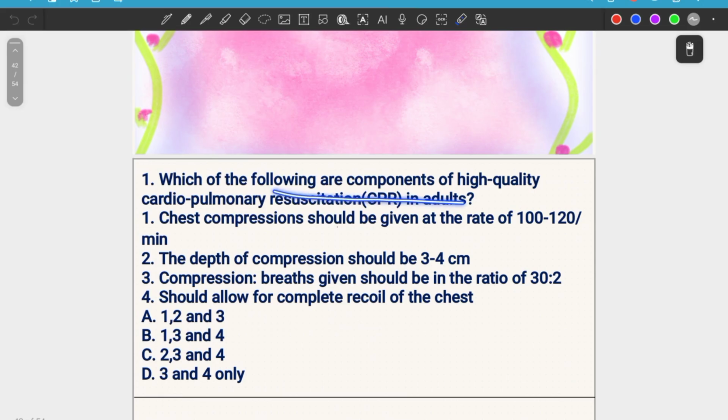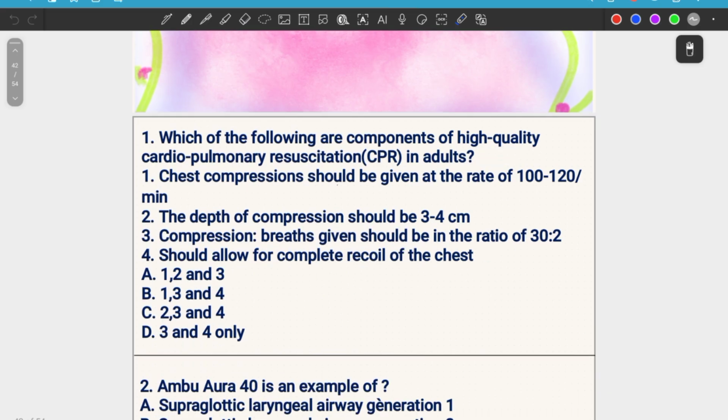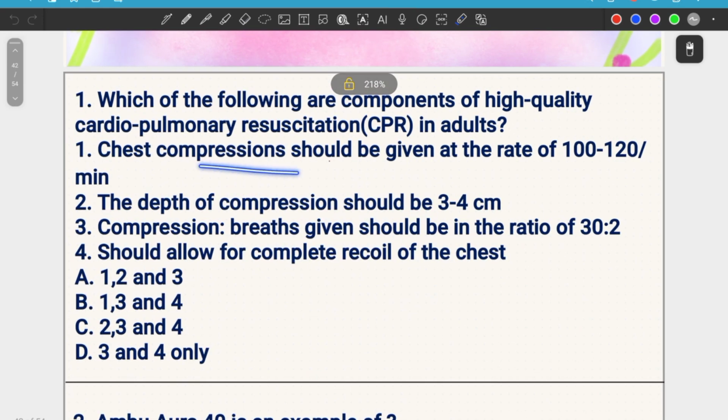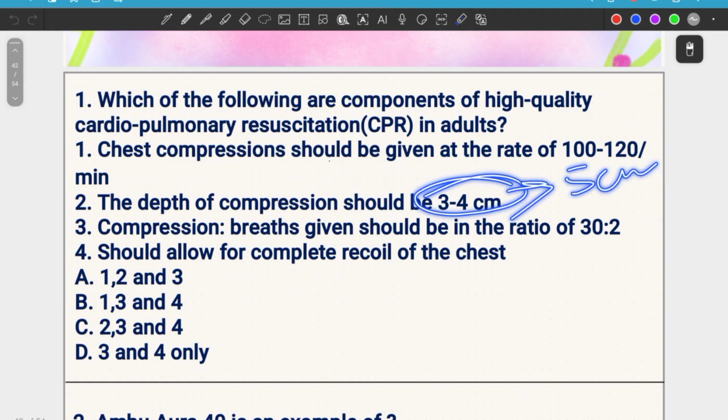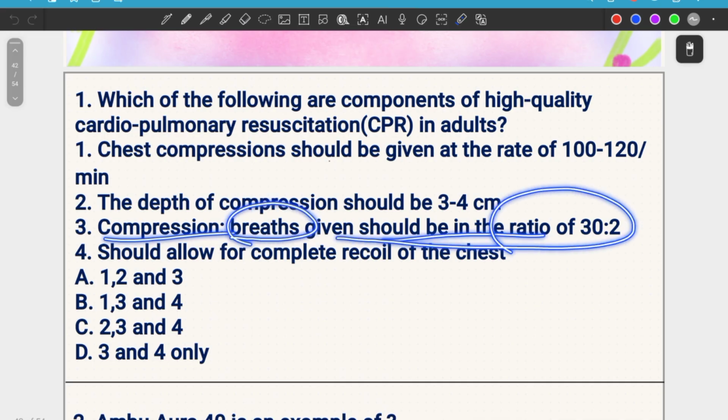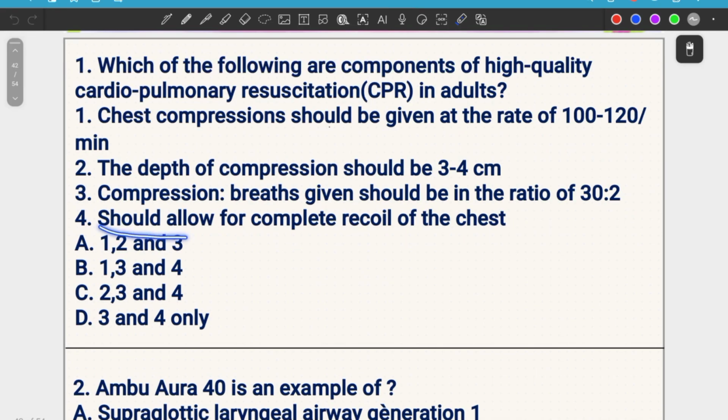Which of the following are the components of high quality cardiopulmonary resuscitation in adults? Okay, first thing is chest compression should be given at a rate of 100 to 120 per minute, is correct. The depth of compression should be 3 to 4 centimeter. We are thinking about 5 centimeter. Okay, let's see. Compression to breath given should be in the ratio of 30:2. Should allow for a complete recoil of chest.